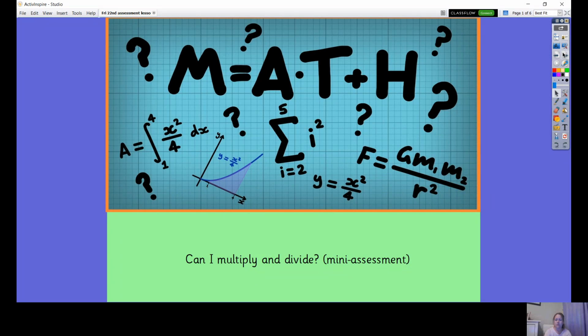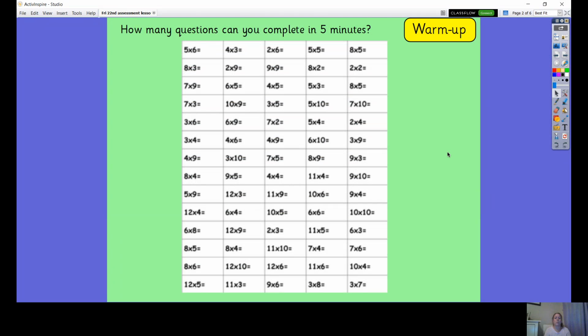So I'm going to share my screen with you first, and then we are going to do a warm-up. So we need to warm our brain up, and if we're doing multiplication today, I thought what better way to warm our brains up than with this. So you need to get, if possible, a little timer. You can have it on a phone or on a tablet or something. Count yourself down 5 minutes, see how many of these you can do in 5 minutes. So you can pause the video and you can have a go at those. Off you go.